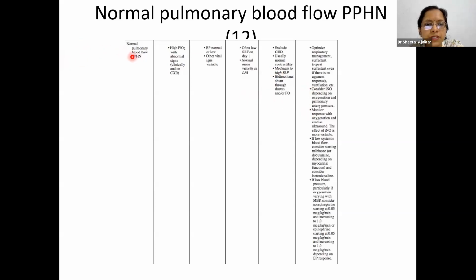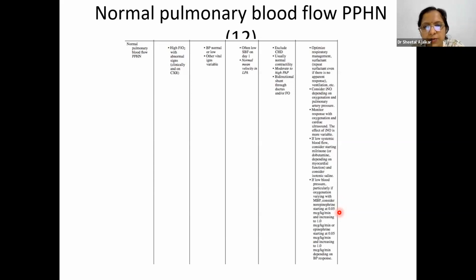Here for the normal pulmonary blood flow PPHN, what they have written is optimize the respiratory things and then consider iNO. The effect of iNO is more variable here because the pulmonary blood flow is normal. So again, if the systemic blood flow is low, then start dobutamine or milrinone and consider isotonic saline. If the blood pressure is low, then consider norepinephrine or epinephrine, but do not consider dopamine over here because there is PPHN.